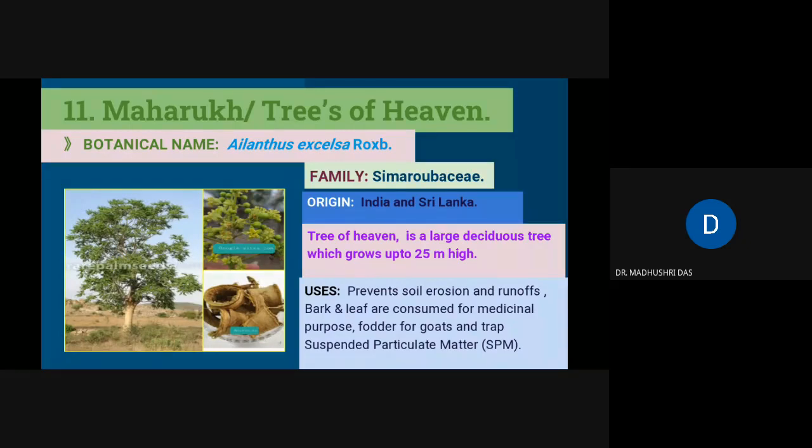Its uses are that it prevents soil erosion and runoff, and its bark and leaves are consumed for medicinal purposes. It provides fodder for goats and it traps suspended particulate matter, which purifies the atmosphere.